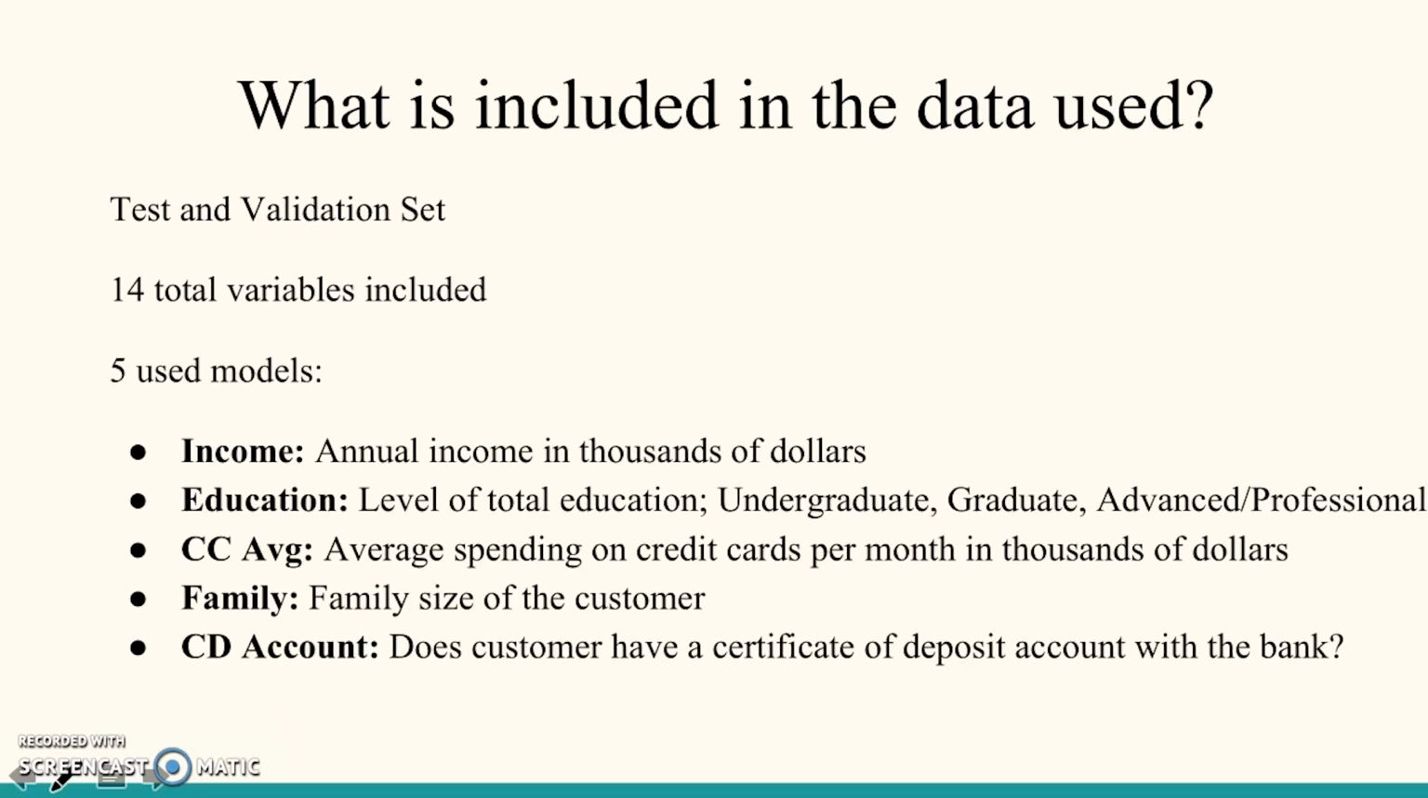the data. There were 14 total variables included in this data set, but for our models and our purposes, we only used 5. So our models used income, which is annual income in thousands of dollars of the customers. Next, we have education, which represents the total level of education for the customers, whether it's undergraduate, graduate, or advanced or professional. Next, we have the CC average, which represents the average spending on credit cards per month in thousands of dollars, and then family size of the customer. Next is the CD account, and this represents, does the customer have a certificate of deposit account with the bank?